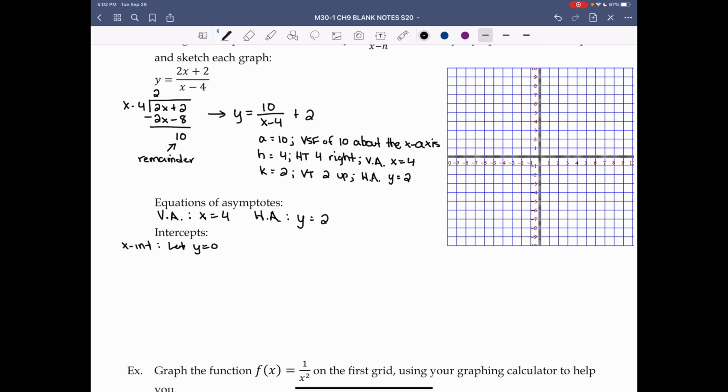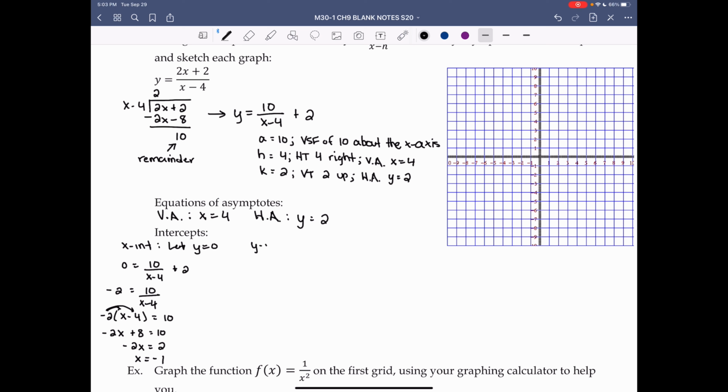Let's plug that into our transformed function. 0 equals 10 over x minus 4 plus 2. We're going to subtract 2 from both sides. Negative 2 equals 10 over x minus 4. We're going to multiply both sides by x minus 4. Negative 2 times x minus 4 equals 10. We're going to multiply that negative 2 into the brackets. Negative 2x plus 8 equals 10. We're going to subtract 8 from both sides. We get negative 2x equals 2. Divide by negative 2, we get x equals negative 1.